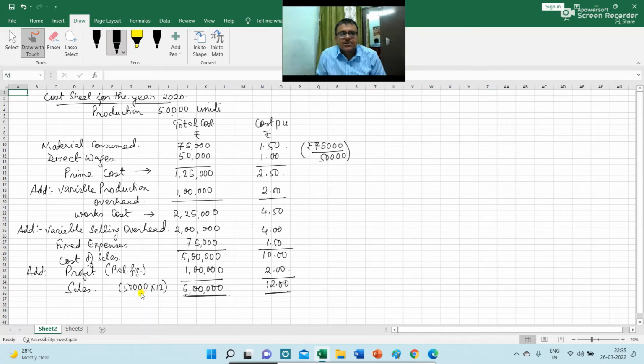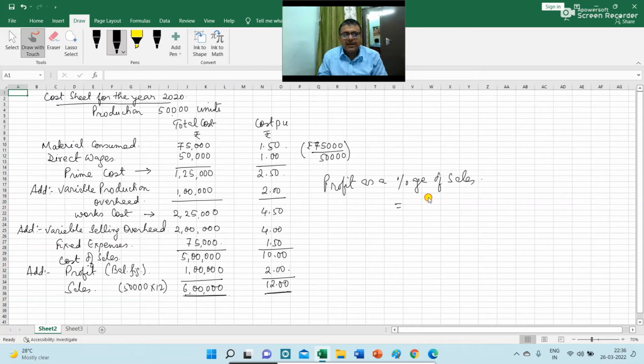So this is the cost sheet for the year 2020 in one screen. And here you have to calculate the profit as a percentage of sale. You will get the same result if you calculate the profit as a percentage of cost, or since in the question it is given that you have to calculate the profit as a percentage of sales, I am writing here profit as a percentage of sales.